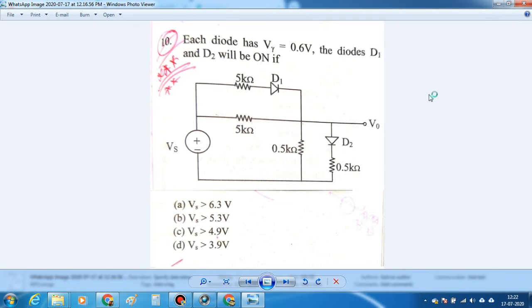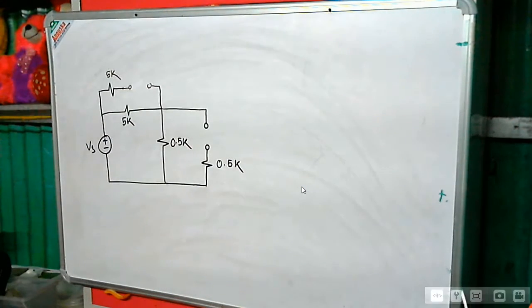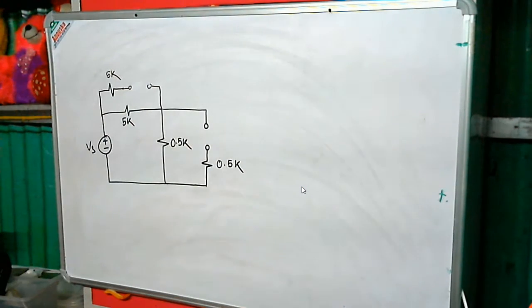So question number 10: each diode has a V gamma of 0.6 volt, and diodes D1 and D2 will be on if Vs is 4, option is there. You have to find the value of Vs for which both the diodes will be on. So initially, let us assume both the diodes are off.